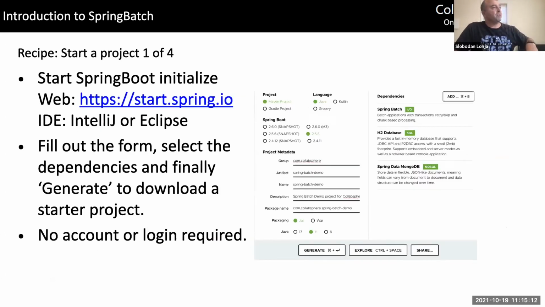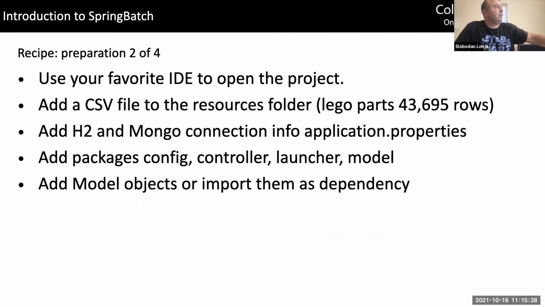Then we're going to use a website called Spring Initializer. So Spring Initializer, you have this web page, you answer a few questions, and you download a Java project. You start adding on to it, basically. You tell it what dependencies you want. You can use any IDE that supports Java, Maven. And I have a resource, I have a CSV file. It actually has 43,000 records here.